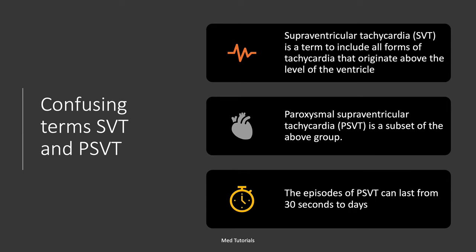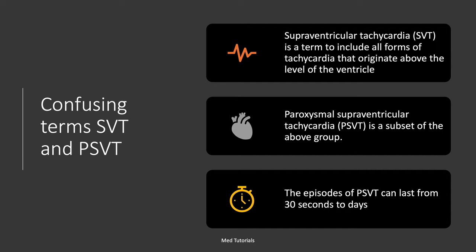Now I just want to look into the issue of confusing terms, because you're going to hear these terms again and again, SVT, PSVT, and it could be confusing. Now SVT, supraventricular tachycardia, is a term to include all forms of tachycardia that originate above the level of the ventricles. So any tachycardia originating above the level of the ventricle is termed supraventricular tachycardia.